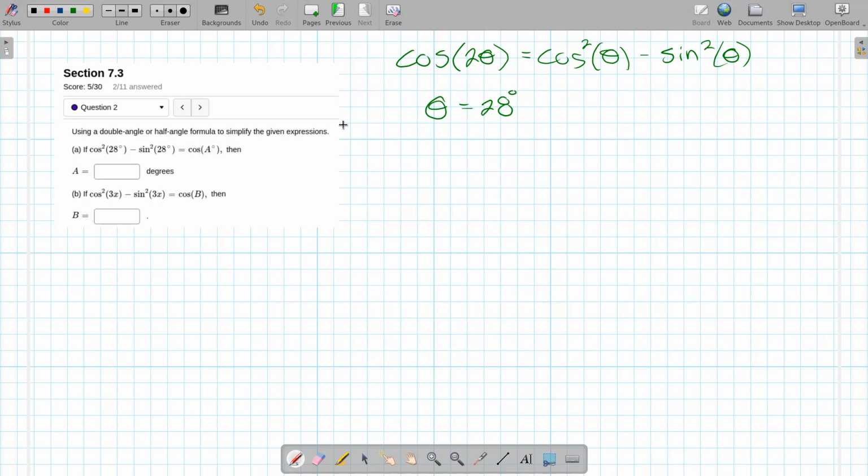So what could A be? Well, according to this formula, the other side has to be cosine of 2 theta, so A has to be 2 theta. And we now know by just comparison, theta is 28. So A has to be 2 times 28 degrees, which is what, 56 degrees for A.